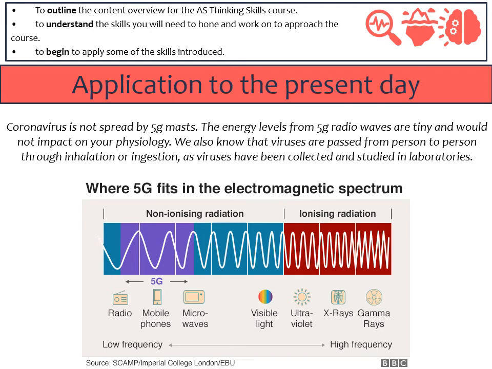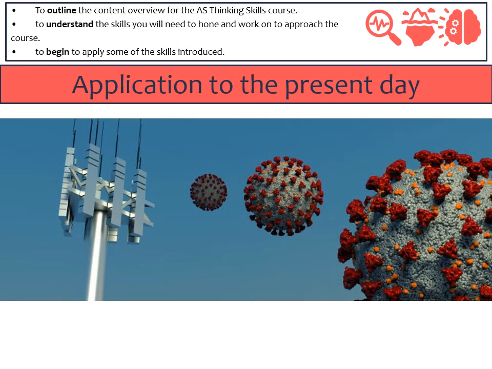So this particular statement, or this argument: coronavirus is not spread by 5G masts. The energy levels from 5G radio waves are tiny and would not impact on your physiology. And you can see that using the electromagnetic spectrum, which has been provided by Imperial College London. We also know that viruses are passed from person to person through inhalation or ingestion, as viruses have been collected and studied in laboratories.